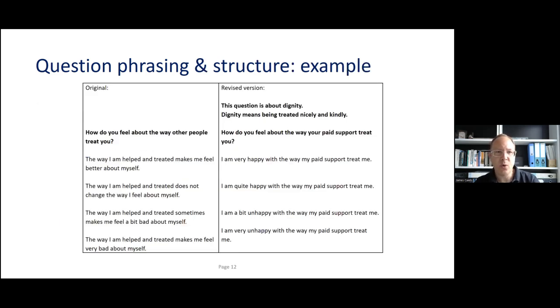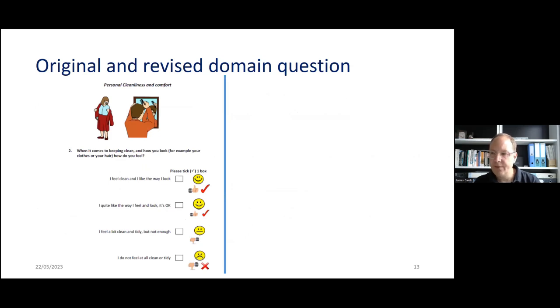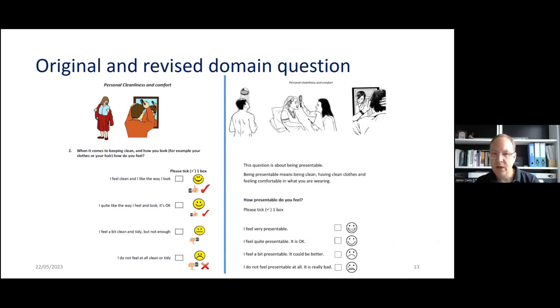Here's just an example. I won't read it all out, but this was the original version for this particular question about dignity. You can see here that it's slightly longer and a bit more explained in terms of what the question is about. Again, just to show you a whole question, this is personal cleanliness and comfort. The original question you can see on the left, and the eventual revision on the right, just to give you a general idea about how it's changed.